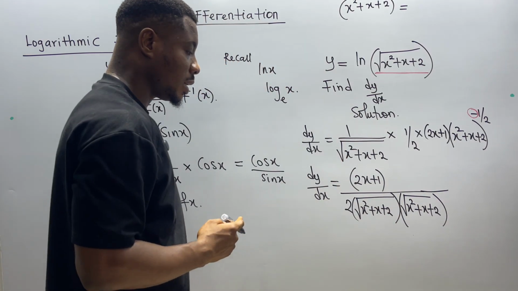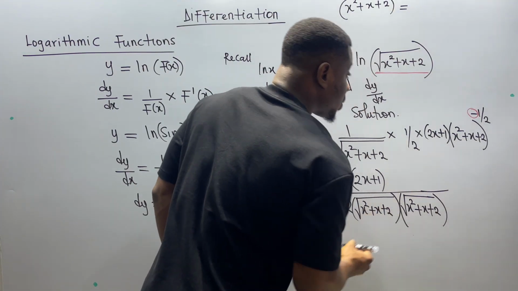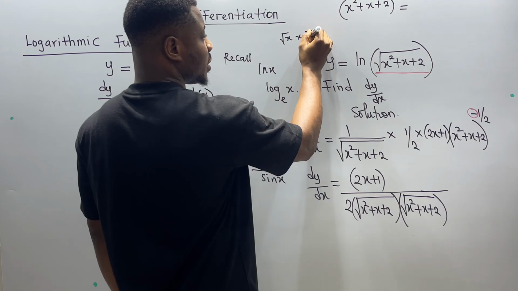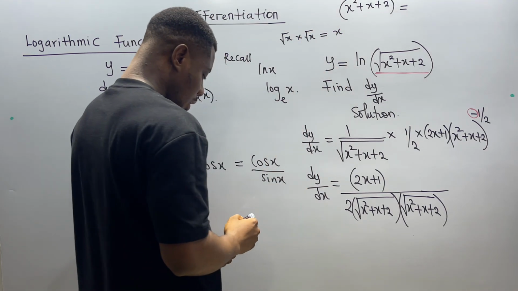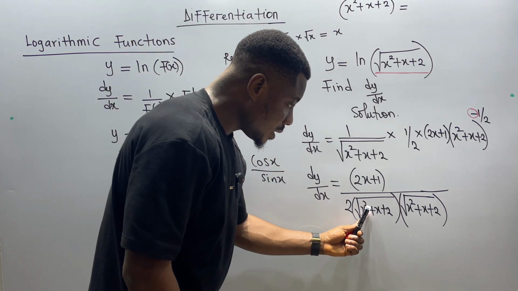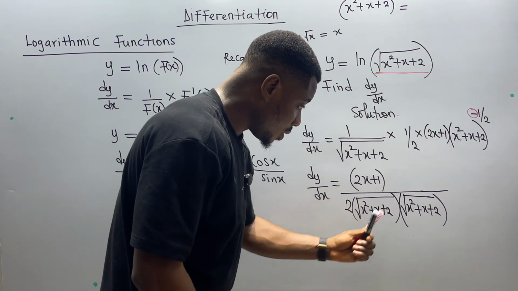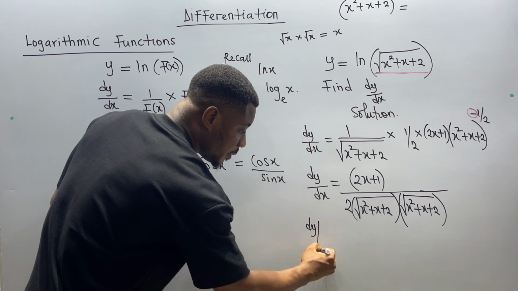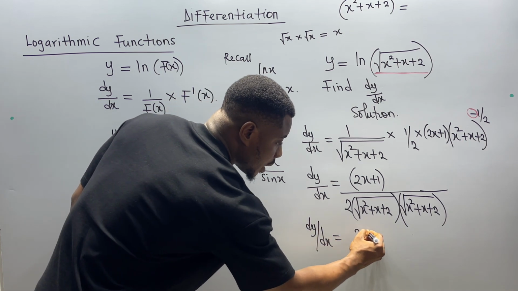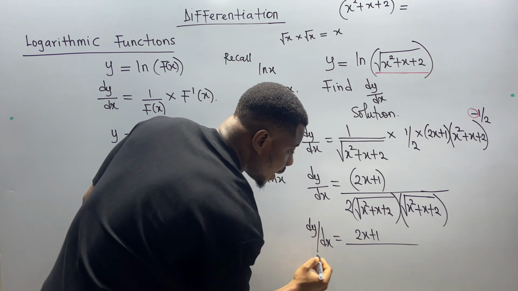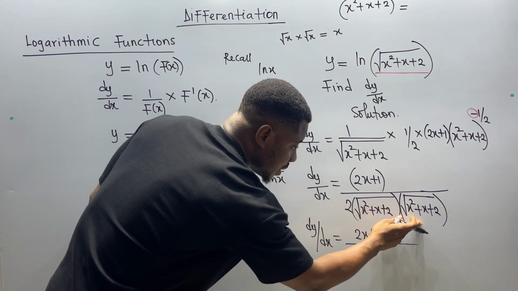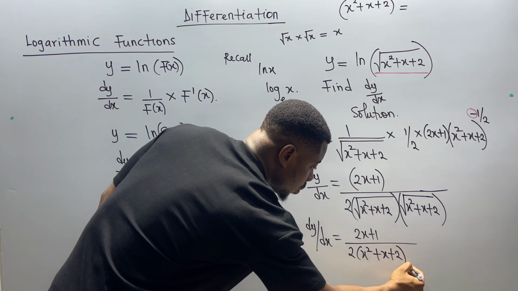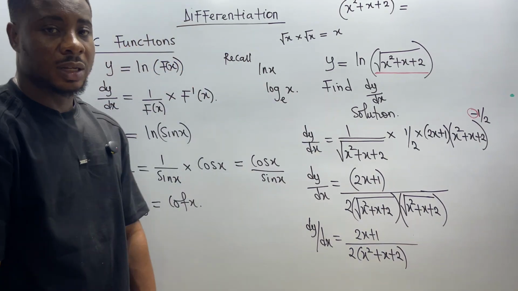Now remember in indices, if I have the square root of x multiplied by the square root of x, the result is x. It means that the square root of this times the square root of this, the square root will go out. So dy over dx becomes equal to 2x plus 1 divided by 2 times, multiplying this by this, we're left with x squared plus x plus 2. And this is the final answer. All right.